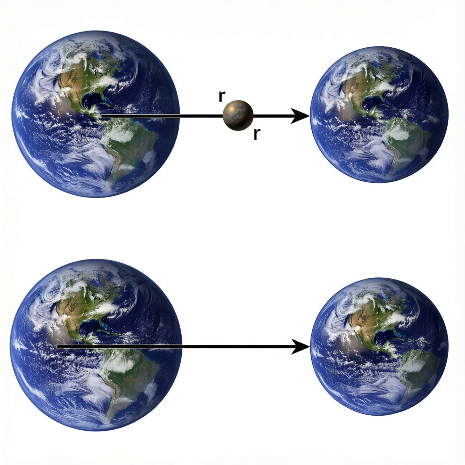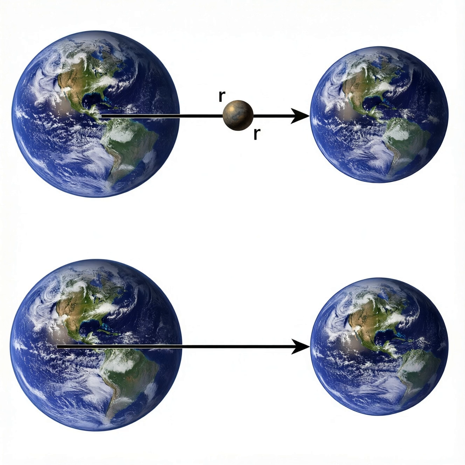Newton's law states that every pair of masses attracts one another with a force. The magnitude of this attraction is given by F equals G times m1 times m2 divided by r squared. Here, G is the universal gravitational constant, a fixed number that sets the strength of gravity in our universe. m1 and m2 represent the masses of the two objects.